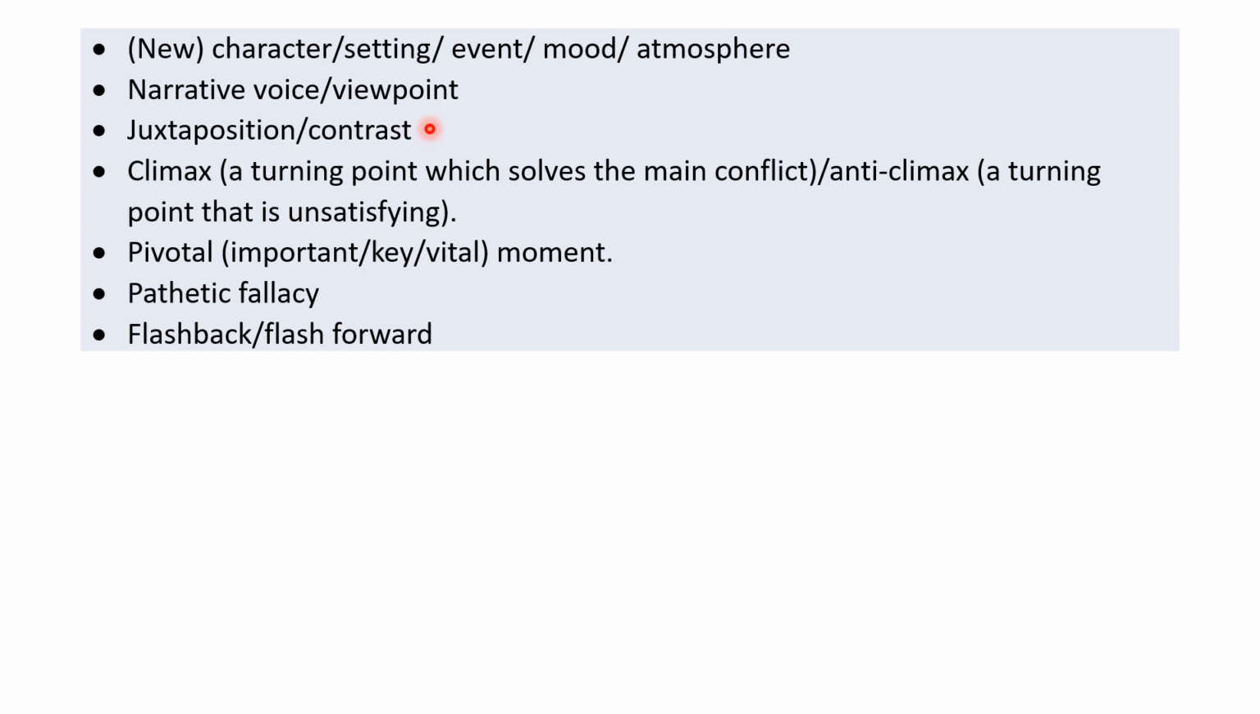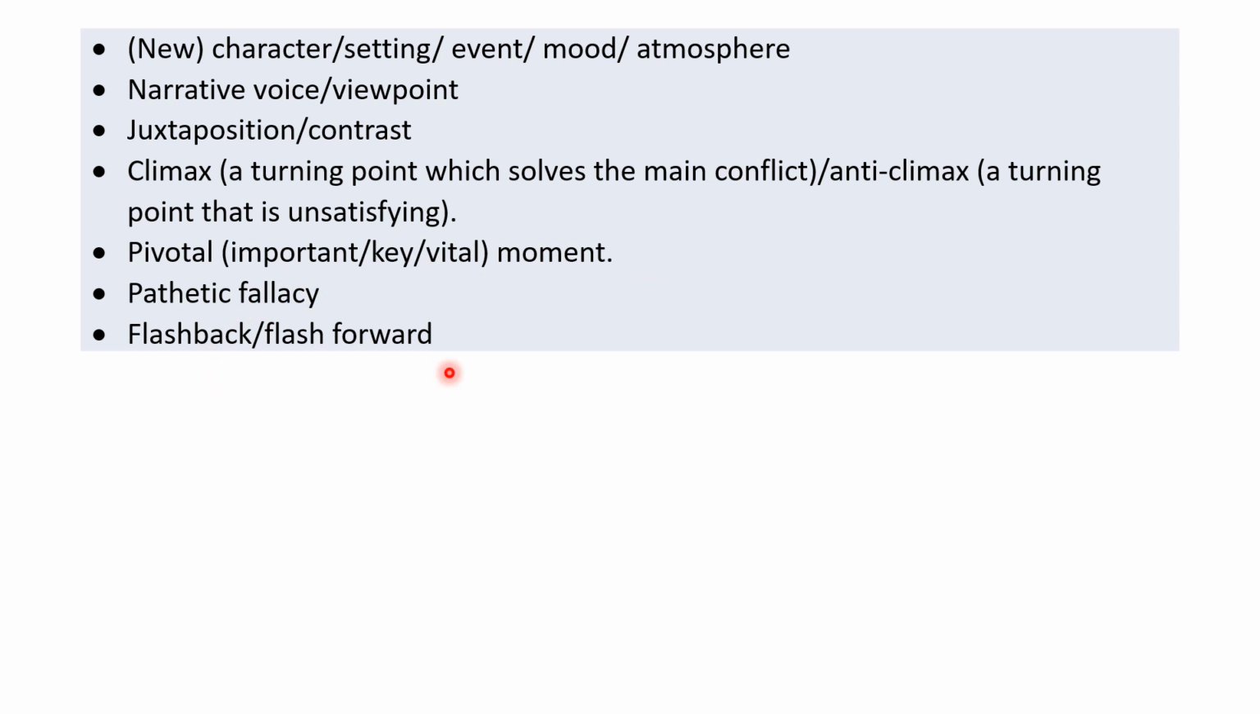We then have juxtaposition and contrast. We then have climax and anticlimax. So a climax is a turning point which solves the main conflict of the story or the extract. And an anticlimax is a turning point that is unsatisfying. So it doesn't solve the main conflict. The pivotal moment is an important key or vital moment. Arguably in Macbeth, you could say that the killing of Duncan was the pivotal moment for Macbeth. Pathetic fallacy, where the mood and the weather are together, they are linked. And flashback and flash forward.